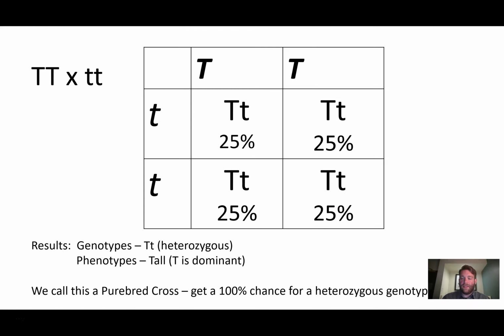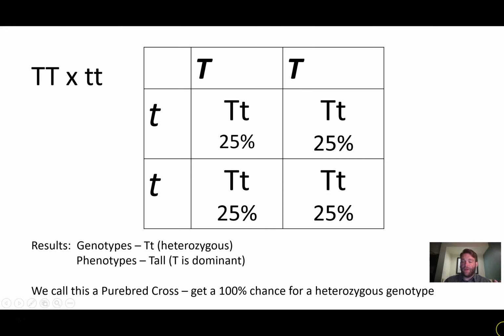So we would say that this particular example is what we call a purebred cross. That's where all of our offspring, because we put two purebreds together, are going to have that heterozygous genotype.